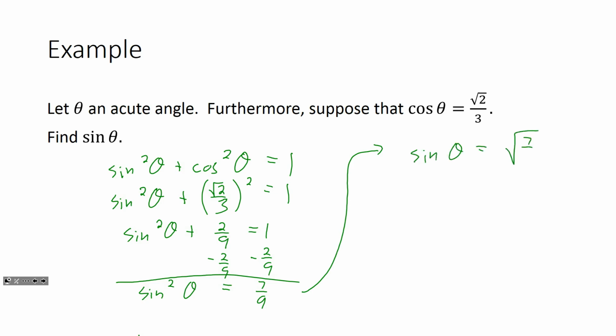And on the right we'll have the square root of 7/9. We can separately write the square root over the numerator and denominator, which will allow us to square the denominator. Square root of 9 is 3. There we are.